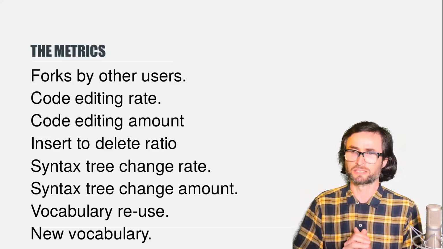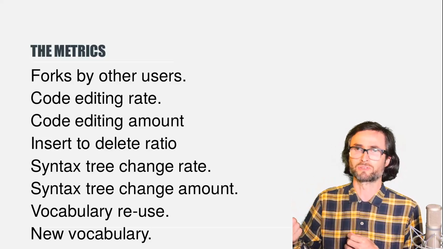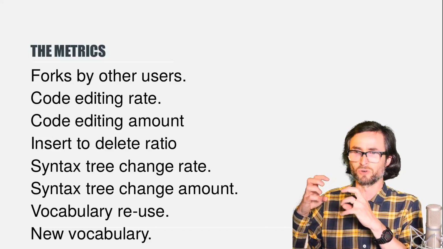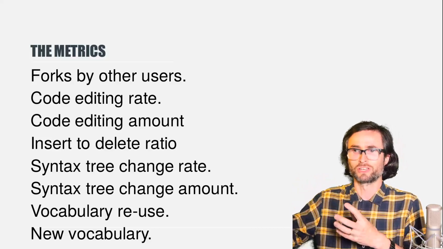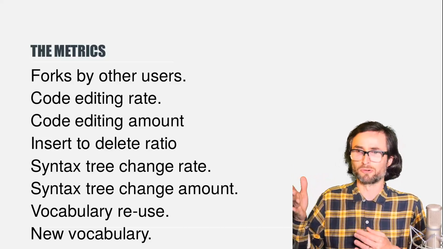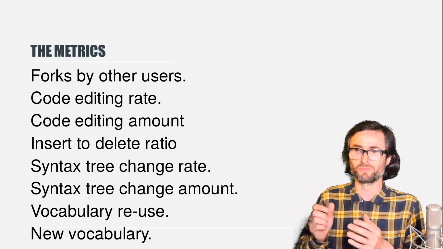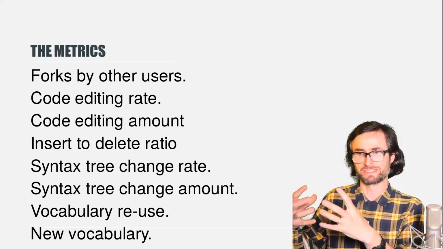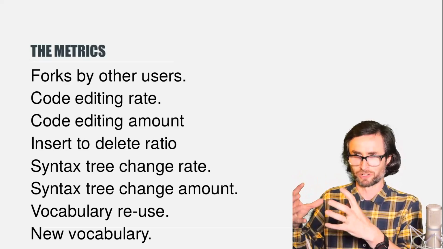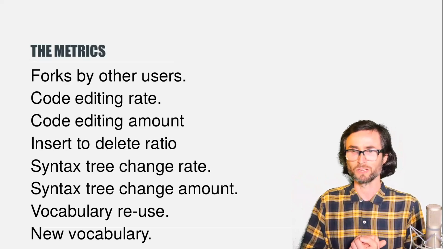Then you've got the syntax tree change rate. So this is the abstract syntax trees. This is a more semantic way of looking at the rate of change of the program. Raw operations per minute is one way of looking at it, but this is looking at how much the actual semantic structure of the program, the functional structure of the program, changes over time.